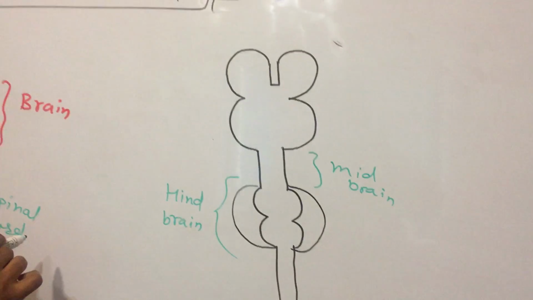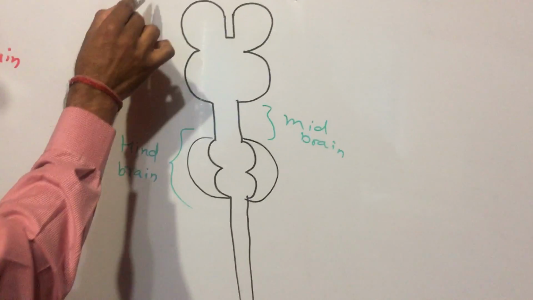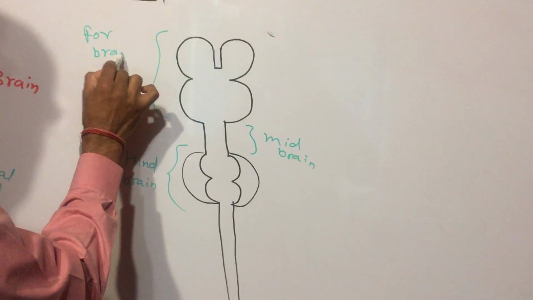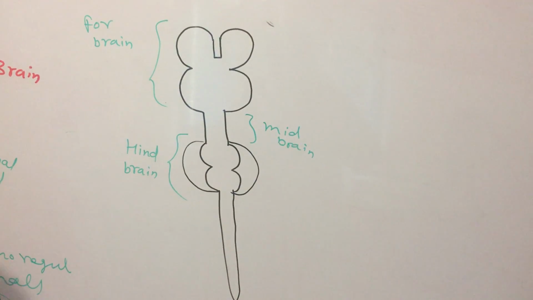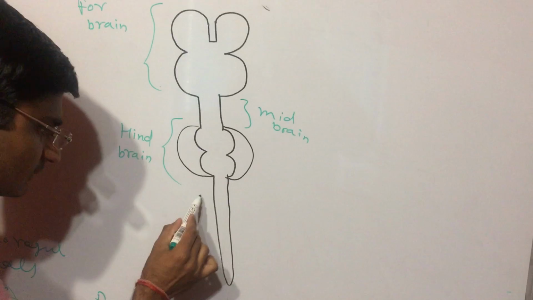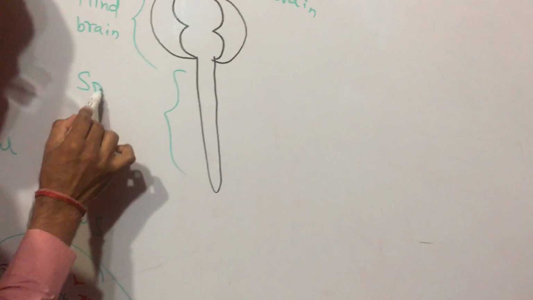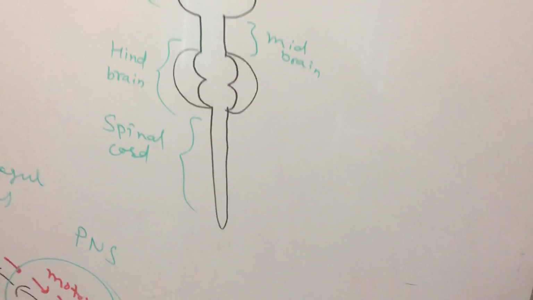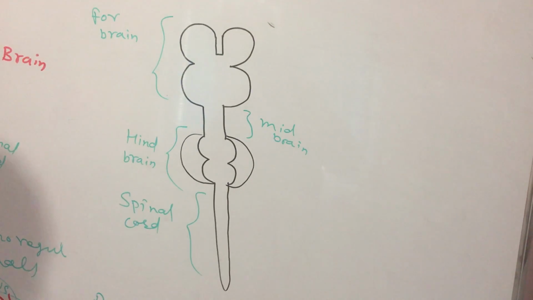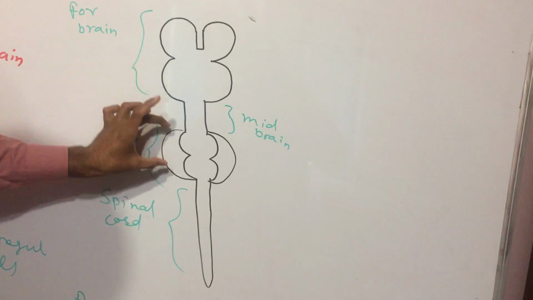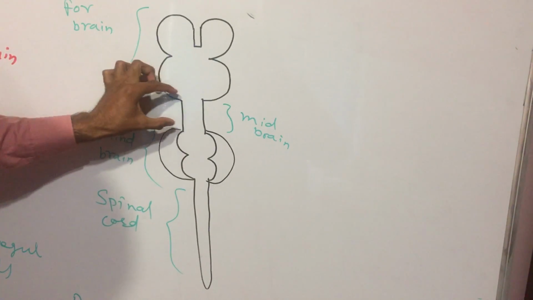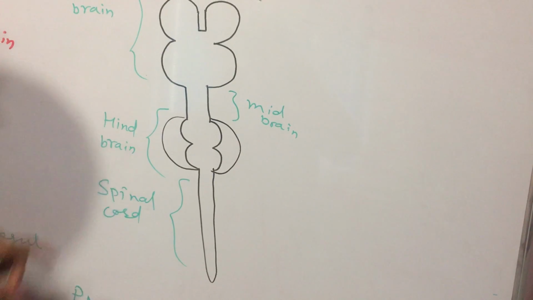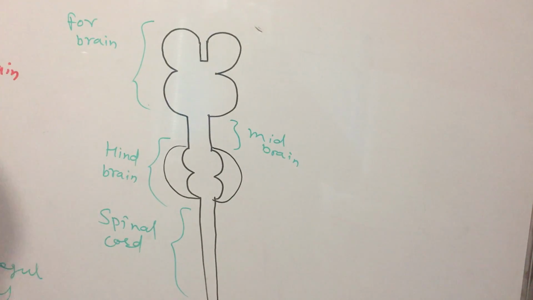Okay, and this is our forebrain. This is the spinal cord. So there are three parts of the brain. Here in the middle is the midbrain, down is the hindbrain, and upper is the forebrain.